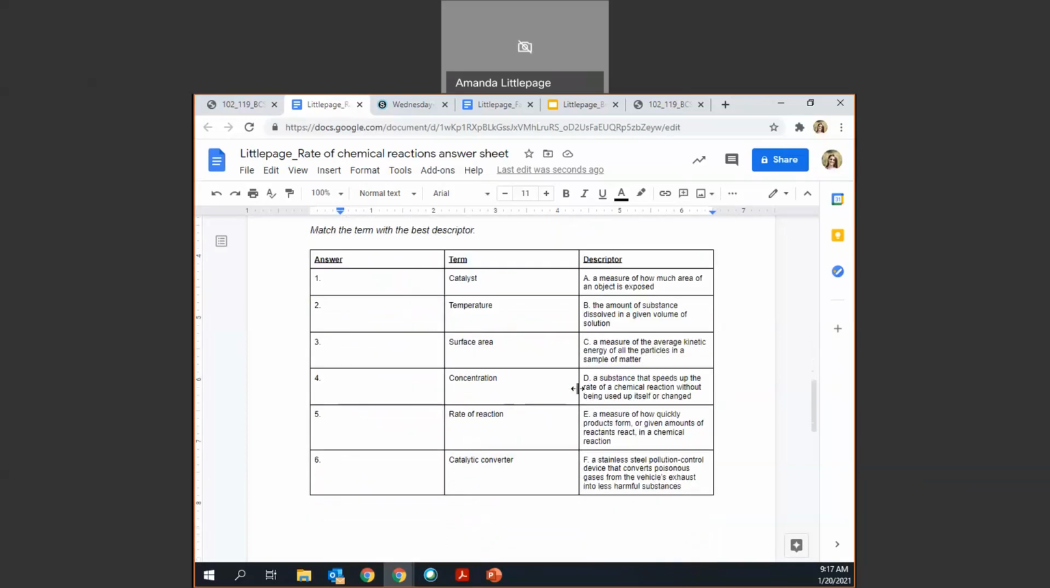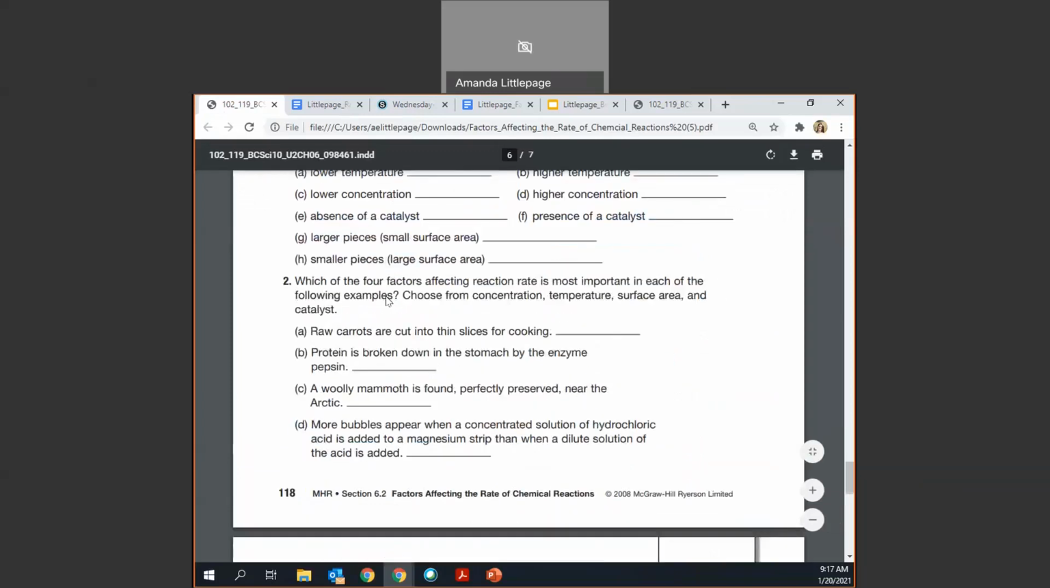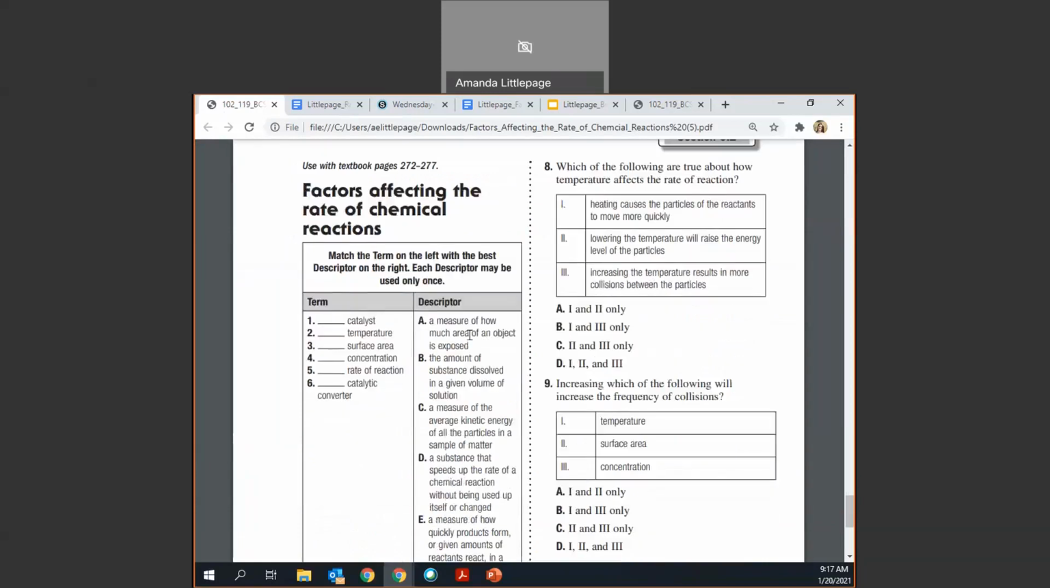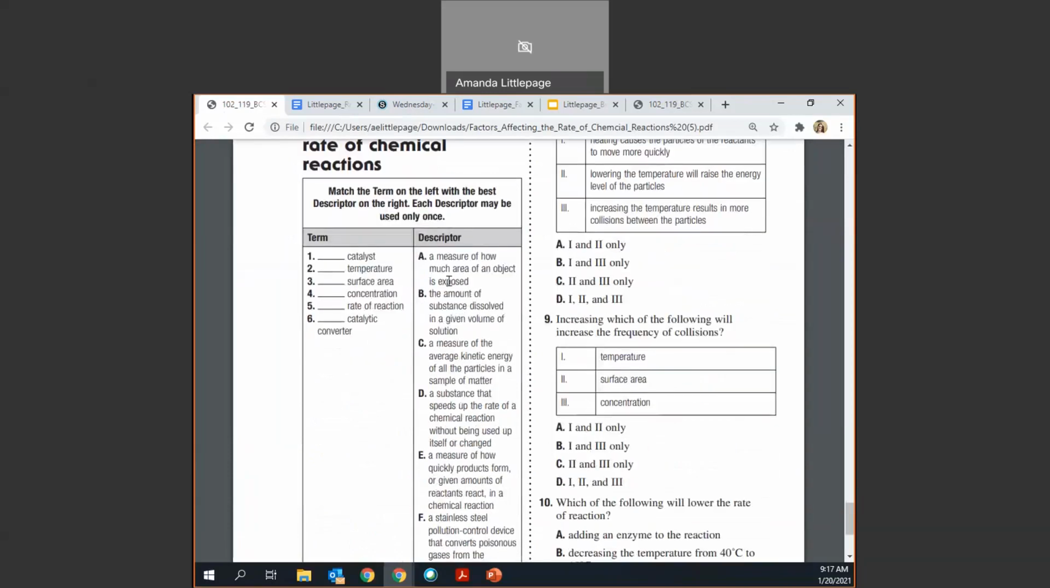So let's move on to this last portion here. And again, I'm going to go back to the PDF so you guys can take a look. Here we are with the last page of the assignment. This portion right here is matching the descriptor with the name. You guys should be able to do this. You have all the notes that you need. We have gone over this, but this is good practice. You should be able to correctly match the term with your descriptor.